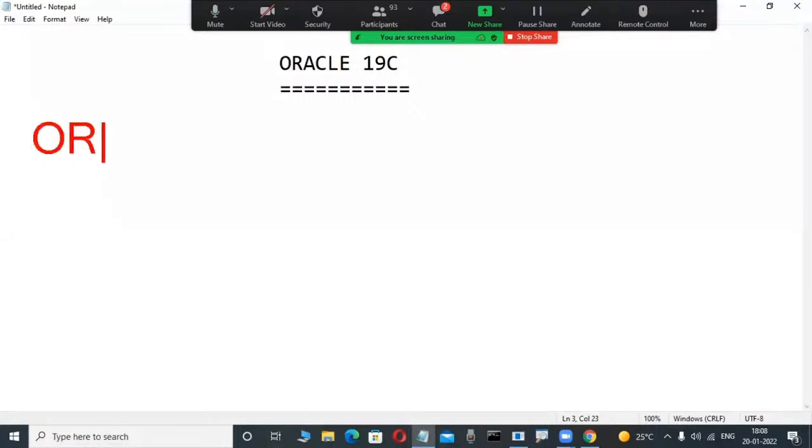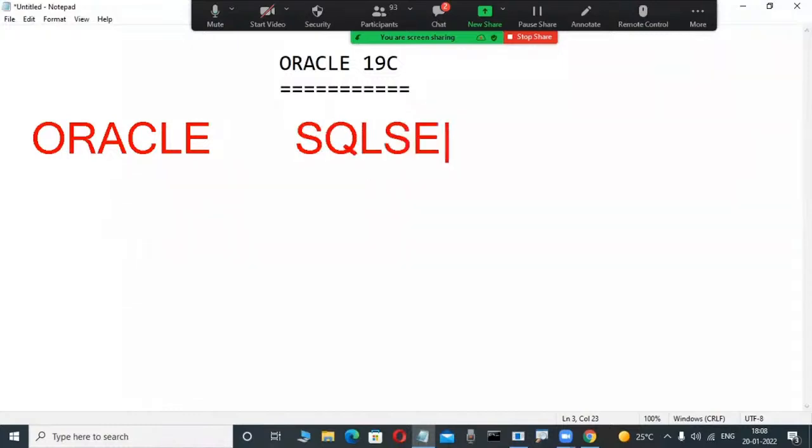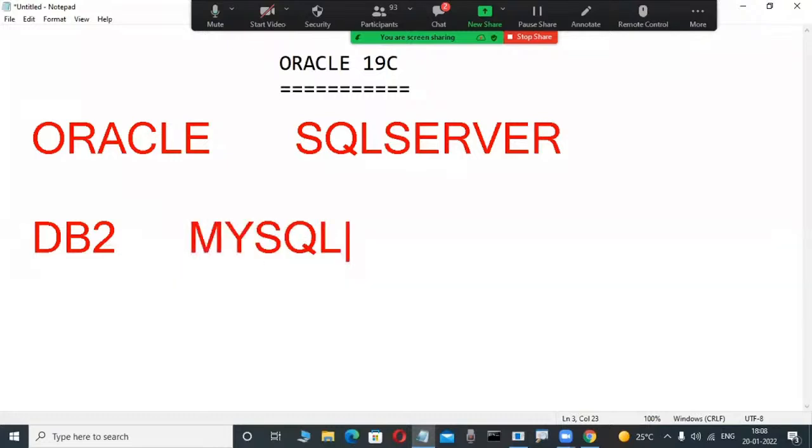Suppose Oracle is a database product from Oracle Corporation. Observe here, different companies. Again, maybe many fellows have an idea. SQL Server is a database product from Microsoft. DB2 is a database product from the IBM company. MySQL is an open source database product, but nowadays Oracle Corporation has purchased it. Again, Sybase is a database product from Ingres Corporation.